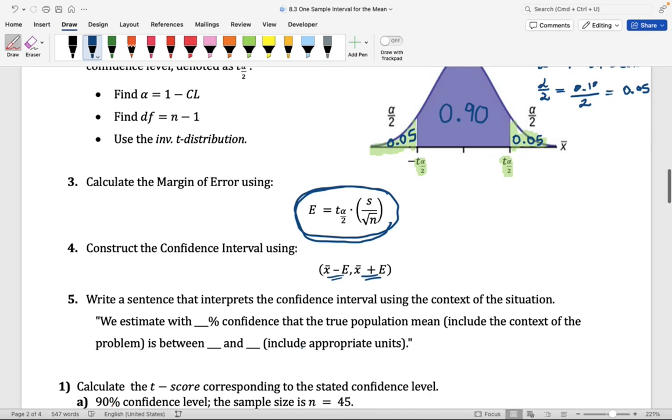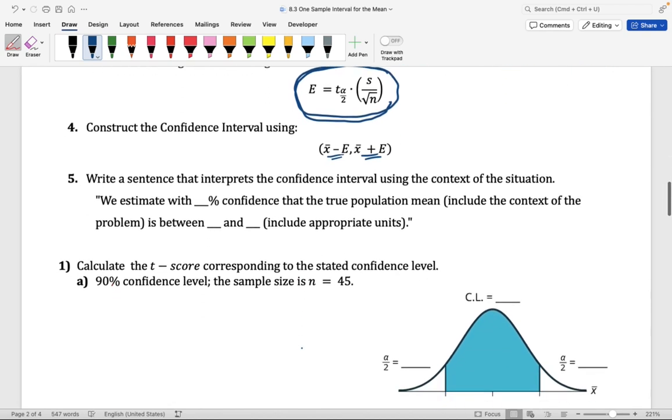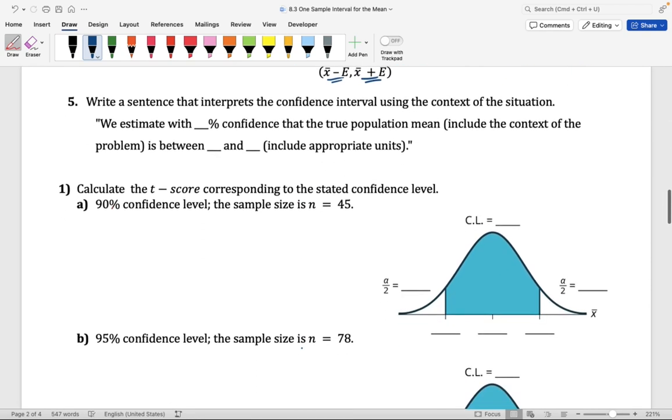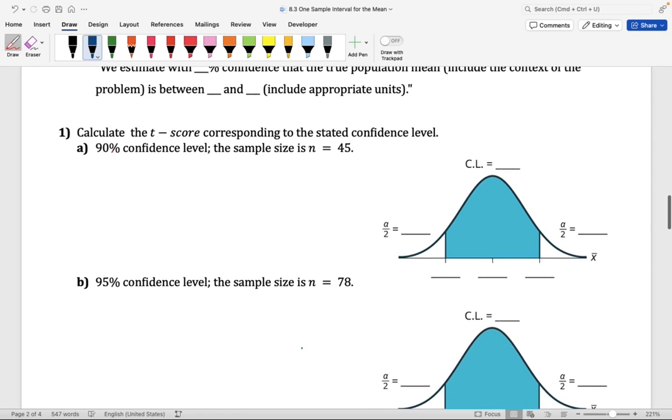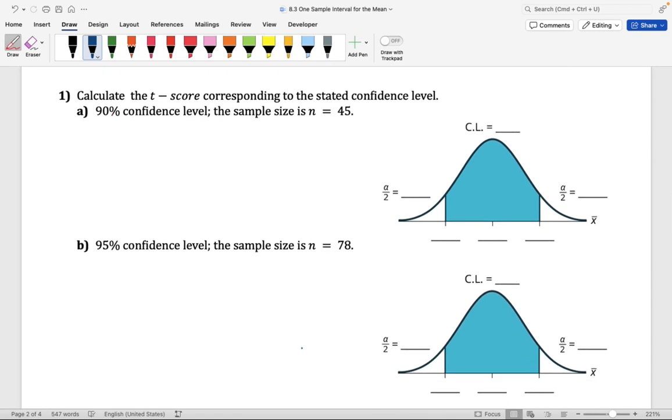Here's what we're going to do. We're going to practice finding the t-score because that is the hardest part of building a confidence interval. In these two problems, we are given the confidence level and we're given the sample size. That's all we need to find the t-score. So let's try the first one together. We're going to find the t-score corresponding to a 90% confidence level using the sample size n equal to 45. So here's what we need to picture. CL is equal to 0.90.